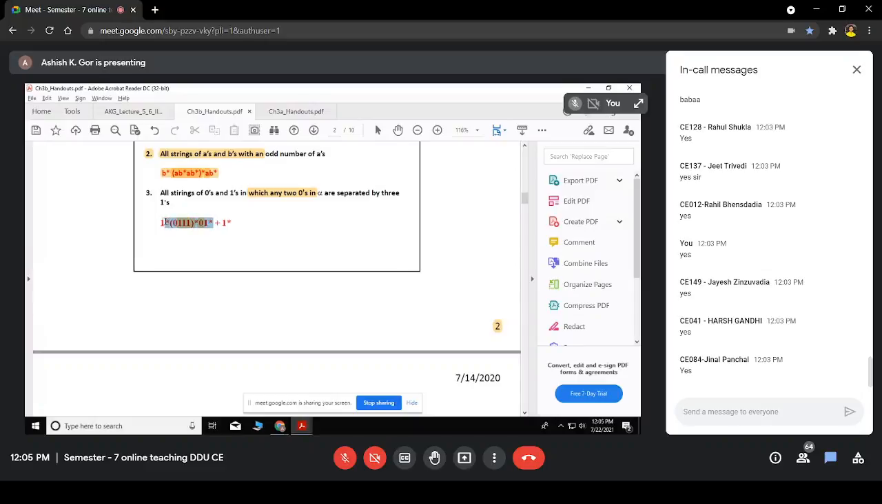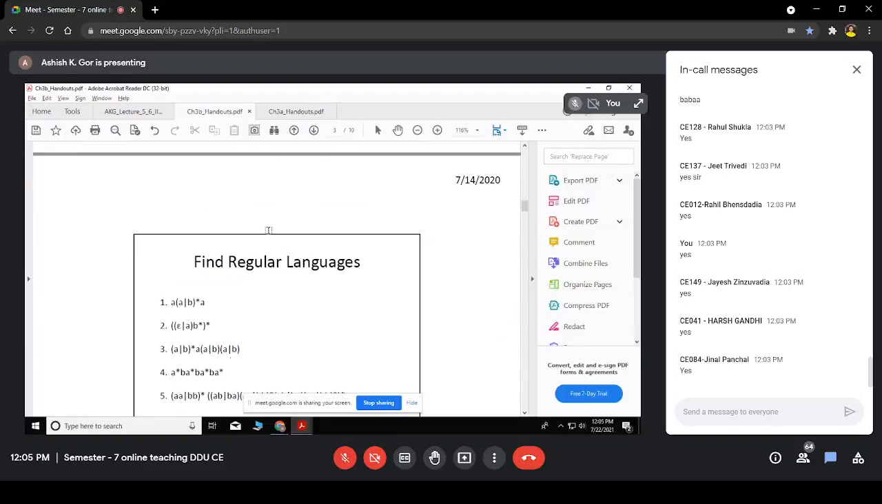If you just take a string of ones or null, then there are no zeros, so this trivially holds. So this is also a correct thing.